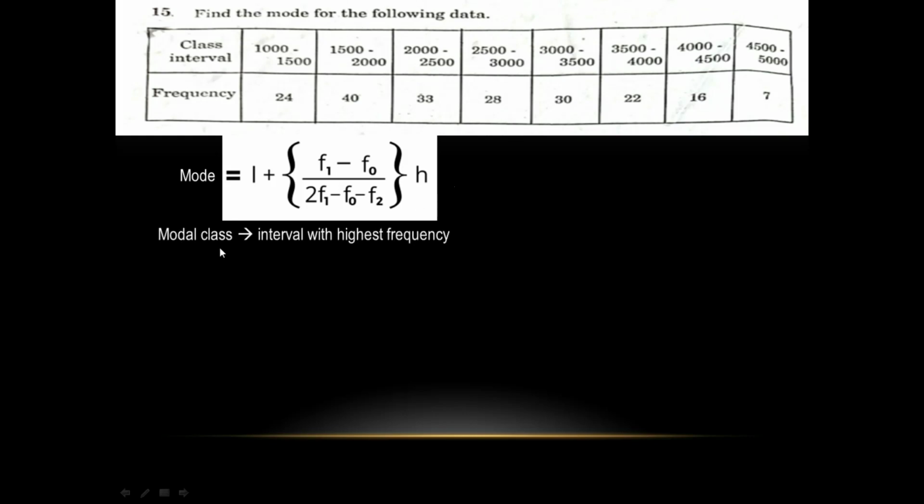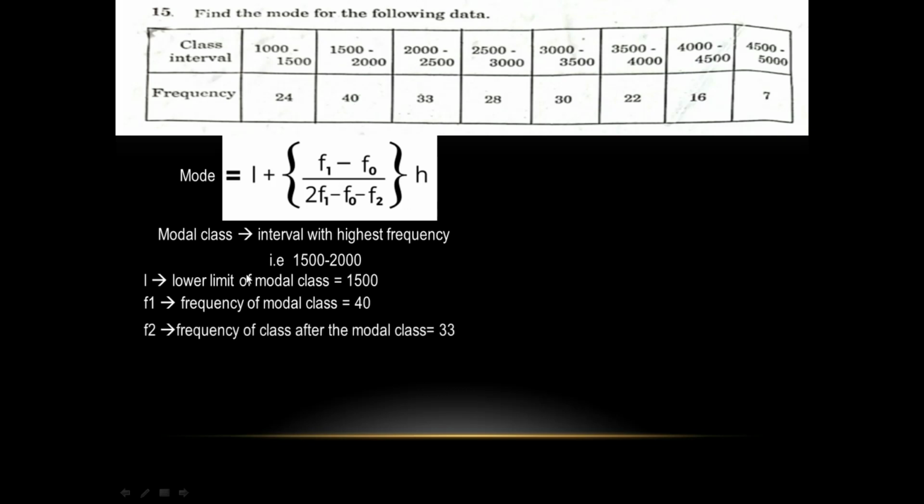So the modal class means the interval with highest frequency. So we can see 40 is the highest frequency in this table. So the interval with highest frequency means this is the modal class. Here L means lower limit of the modal class, and the lower limit means this one, 1500 is the lower limit. So L is 1500. Then F1 means frequency of modal class. So the frequency of this modal class is 40. So F1 is equal to 40.